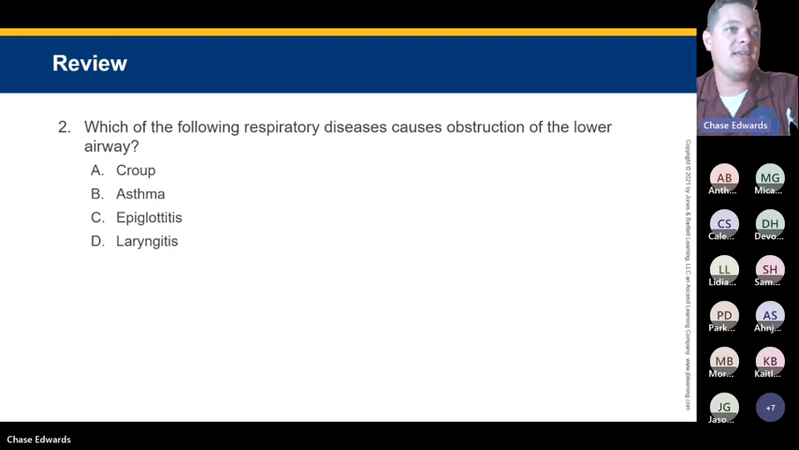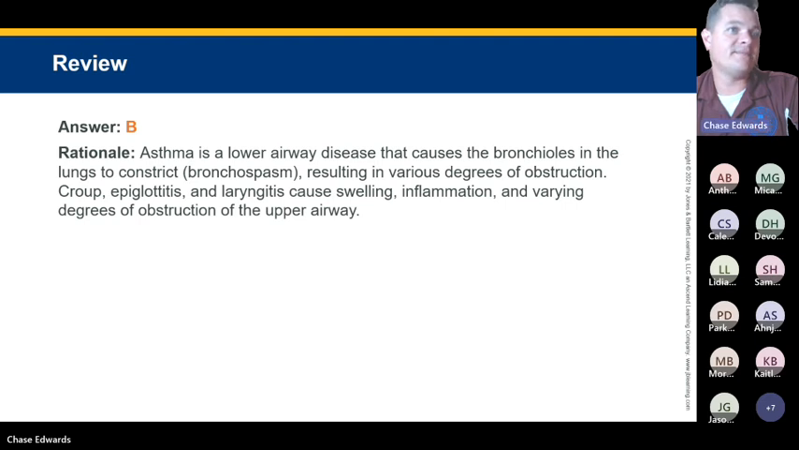All right, so we got some C. Obstruction of the lower airway. B. So asthma, lower airway. Yep. So B, asthma is always lower airway. Remember, anything respiratory distress wise is always an obstruction. Lower airway, I always think of asthma a lot of times, if that's one of the choices.